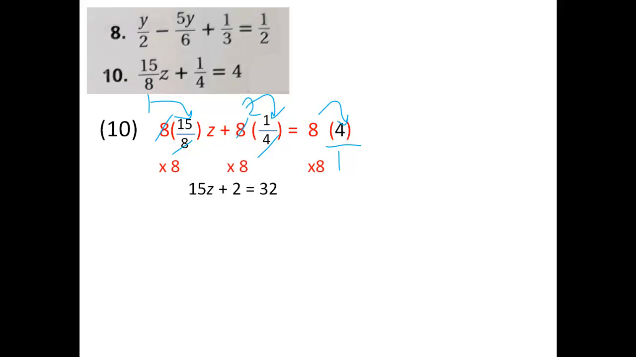Then subtract 2 from both sides. You have 15z equals 30, and then divide by 15 on both sides. As a result, z equals 30 over 15, or 30 divided by 15, which is 2. So here z equals 2.